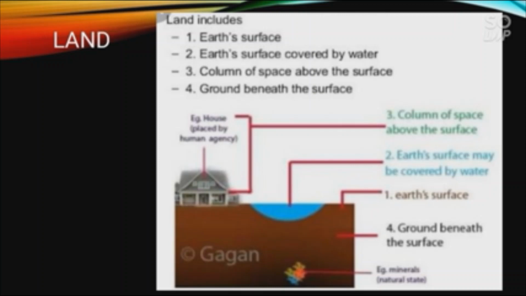As given in the diagram, the column of space above and the ground underneath the surface are also classified under the topic of land. This means that the subsoil, mines and minerals which are below the ground are also part of land, and therefore they are also immovable property.